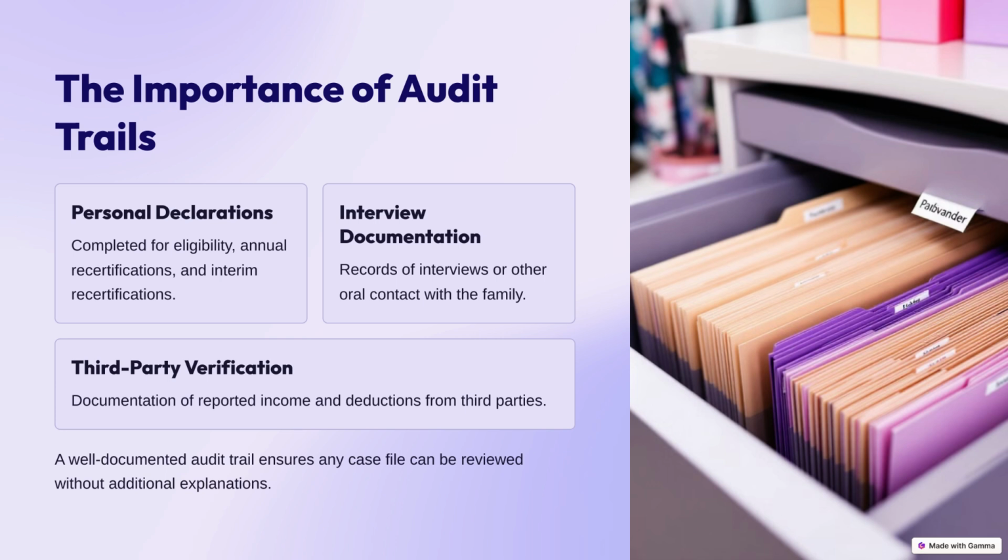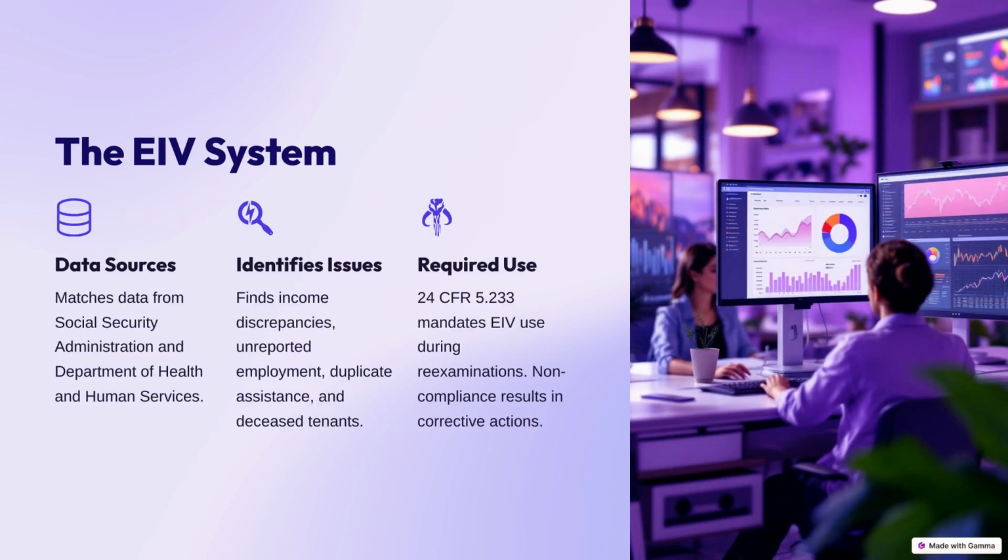Let's dig into the EIV system. This is a really powerful tool used by PHAs to track tenant income and benefits. It gets data from the Social Security Administration and the Department of Health and Human Services. The EIV system helps identify issues like discrepancies in tenant-reported income, unreported employment, and even tenants receiving benefits after they've passed away. It's mandatory for PHAs to use EIV during re-examinations, as per 24 CFR 5.233. Not using EIV could result in corrective actions, which no one wants.